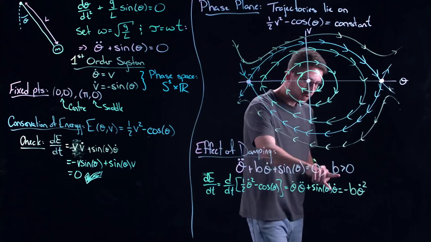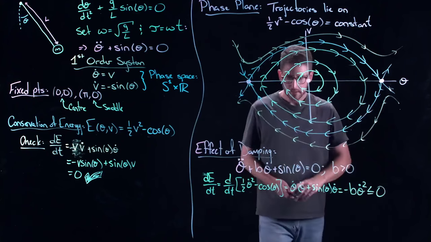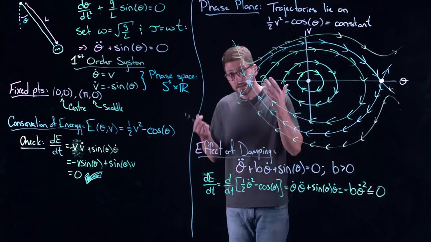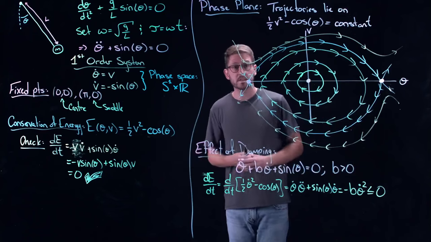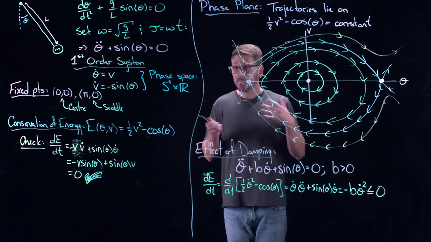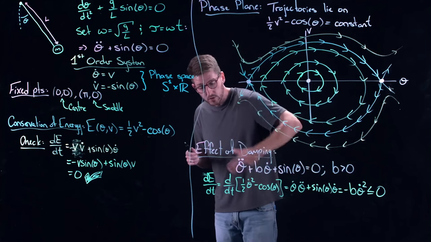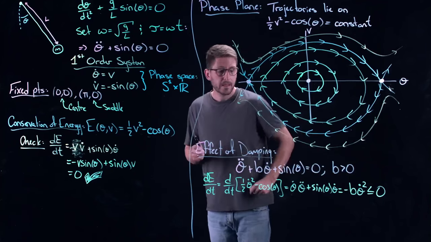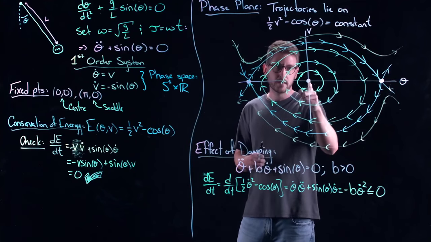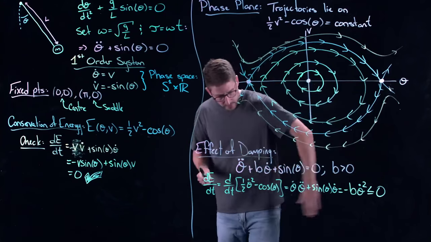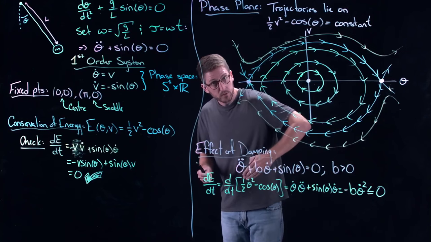Now, since b is positive, this tells me that my energy is no longer constant. It's decreasing. I'm losing energy. I'm dissipating energy from my system. That makes sense, right? Based on what I just told you. The friction is causing you to slow down, right? And what this is doing is it means that your TikToking doesn't happen anymore. Every time you try and swing this thing, you don't quite come back up to where you were.